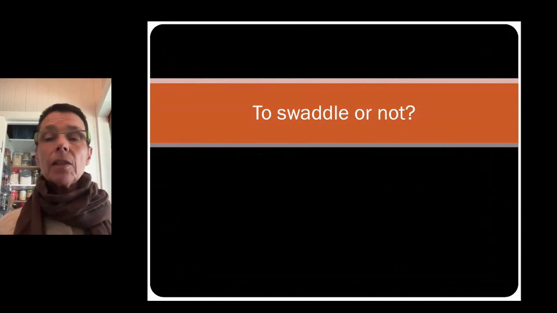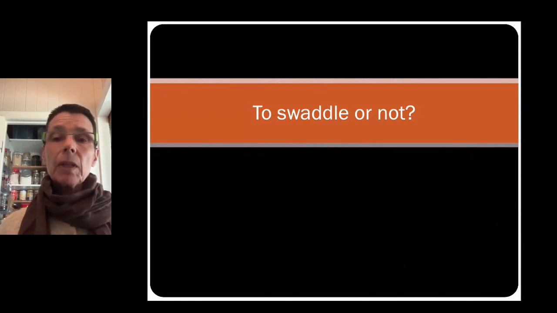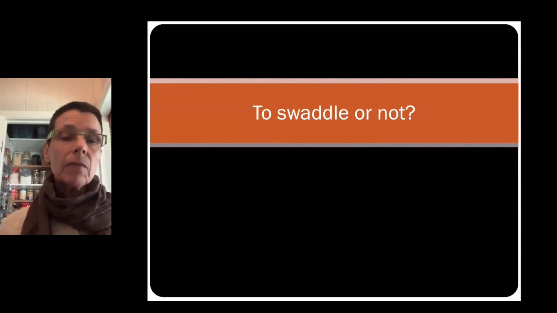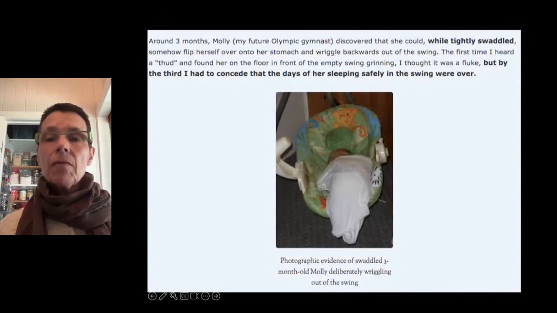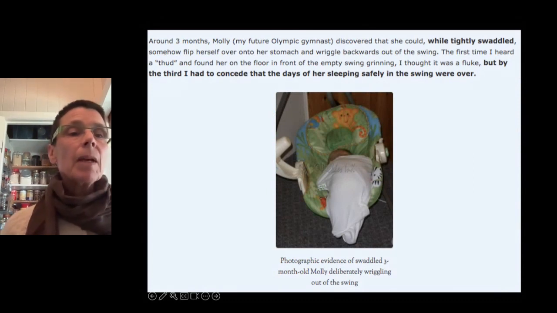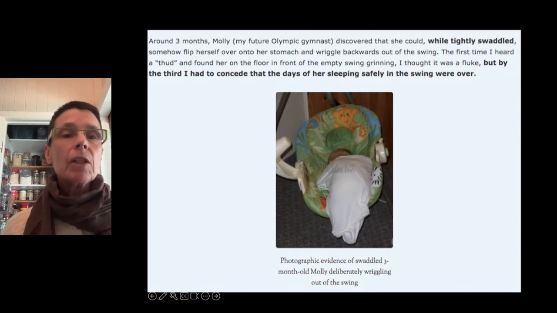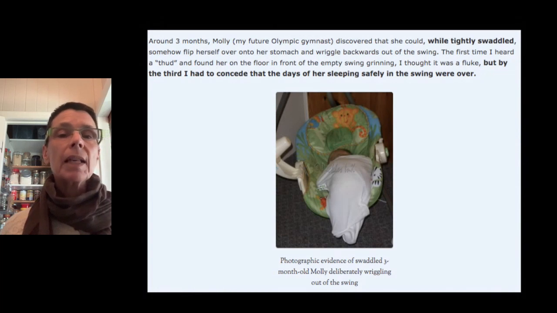Another strategy that is used to calm and settle babies is swaddling. But what is best practice, and more importantly, what does it look like in the real world? So rather than just comforting infants, swaddling seems to be used to restrict activity, as can be seen in this example. So it says, around 3 months, Molly, my future Olympic gymnast, discovered she could, while tightly swaddled, somehow flip herself over onto her stomach and wriggle backwards out of the swing.